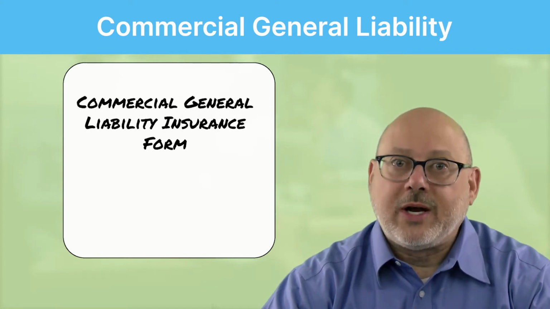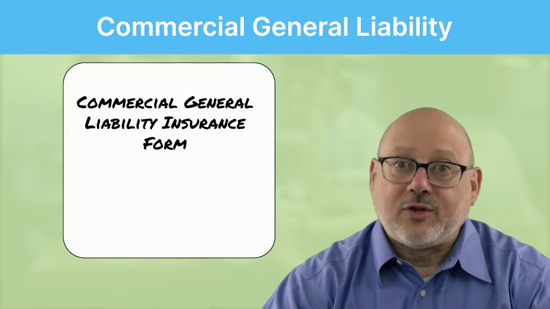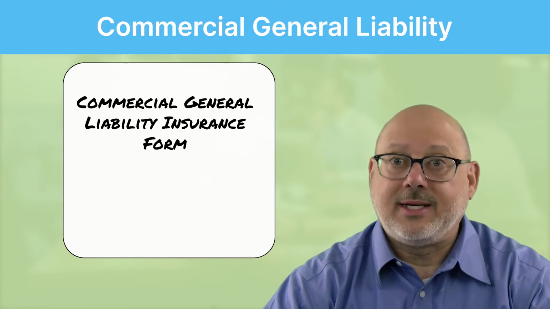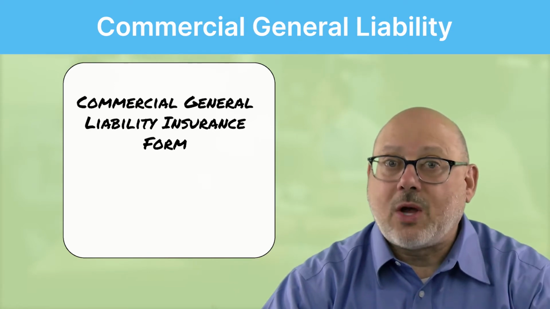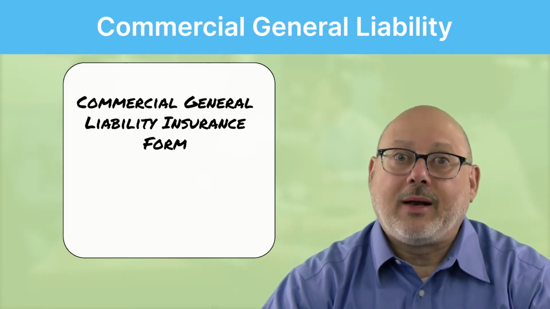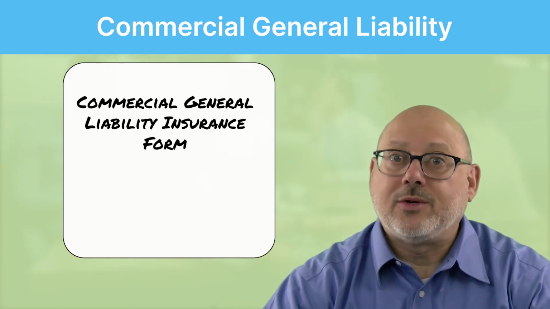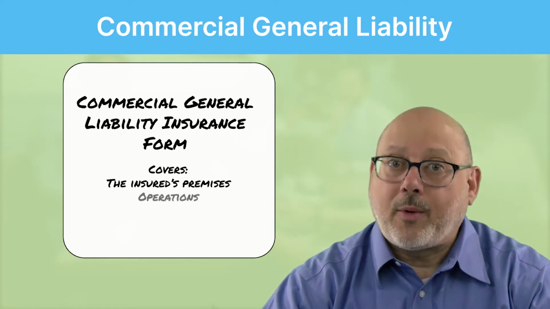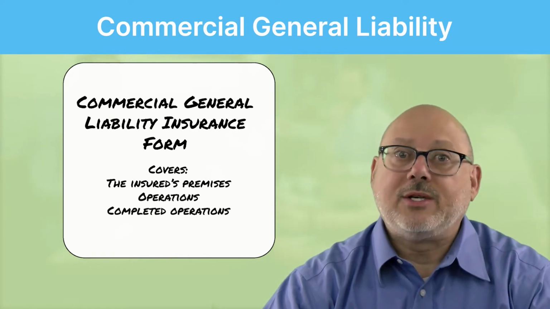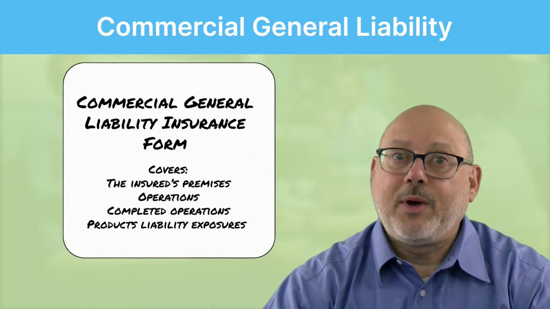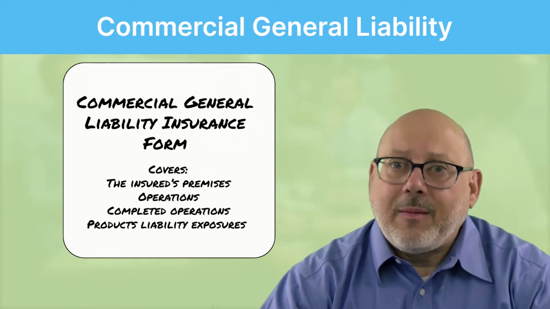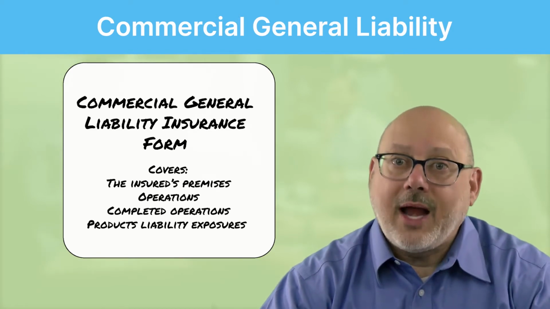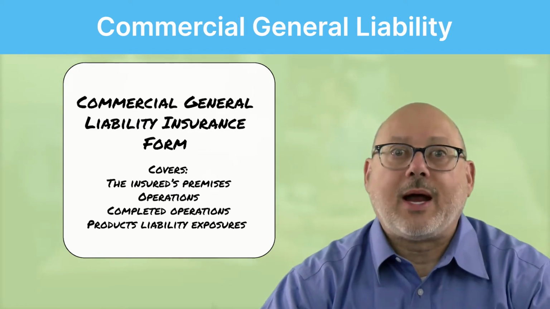The Commercial General Liability Insurance form covers business liability that is not addressed specifically by another policy type. For example, the business auto policy covers the liability for commercial automobile exposures. The CGL covers the insured's premises, operations, completed operations, and products liability exposures. Also consider liability exposures to an insured business can be direct, vicarious, or assumed under contract.